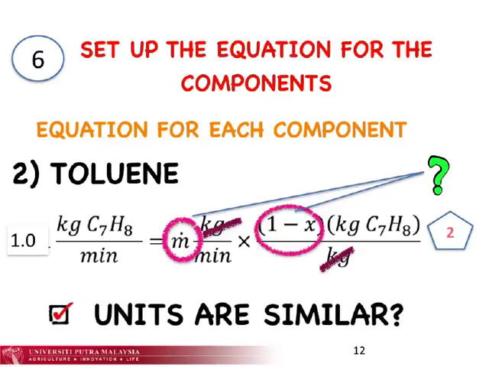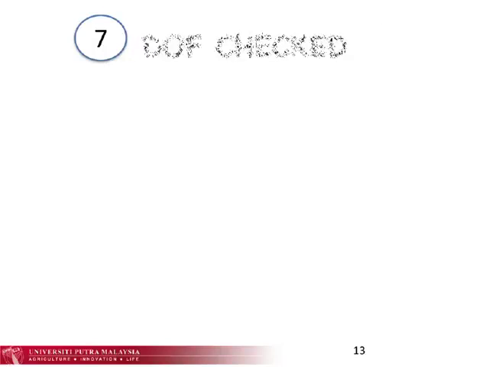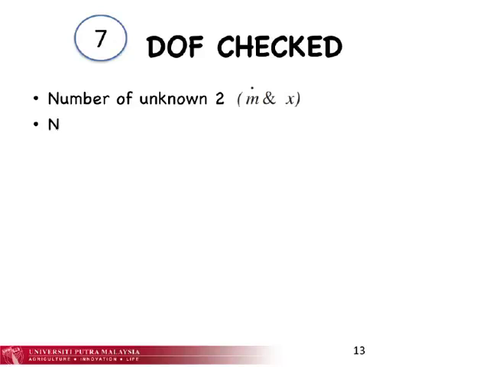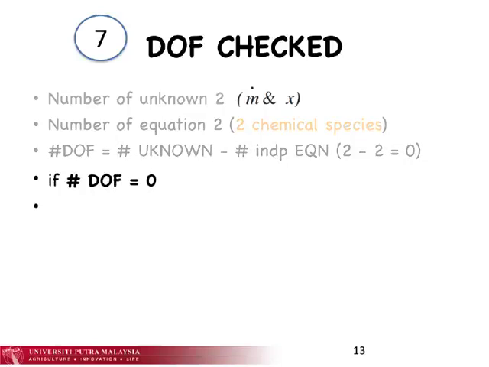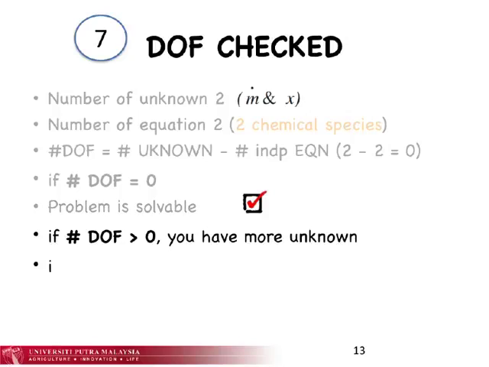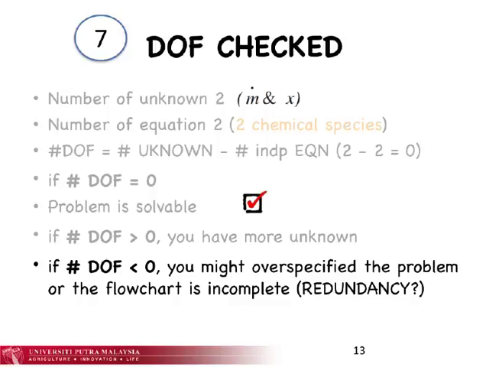Next is to check the number of degrees of freedom for the process. For this analysis, what you have to list out is the number of unknowns. In our case, it is m dot and x. Then the number of independent equations, which equals the number of chemical species present in the system. To calculate the number of degrees of freedom, it is just the number of unknowns minus the number of independent equations. So for our case, there are 2 unknowns and 2 chemical species. So the number of DOF equals 0. It shows that the problem is solvable. If the number of DOF is not equal to 0, then you have to recheck your flow chart or any labeling of your variables. The last bit will be solving the problem.